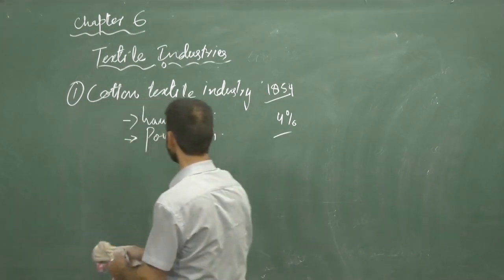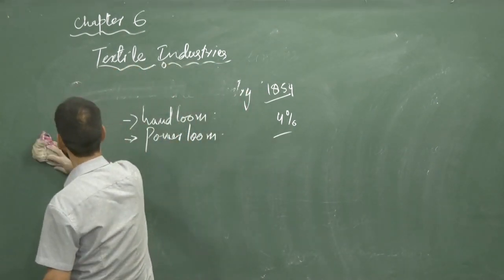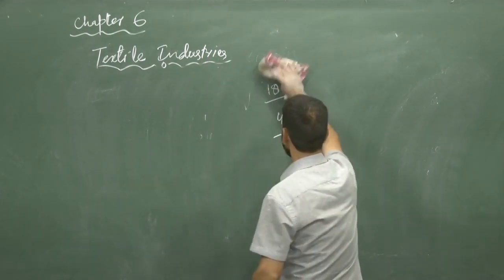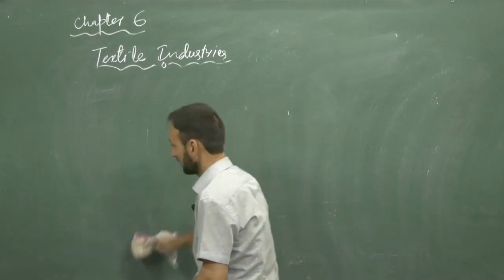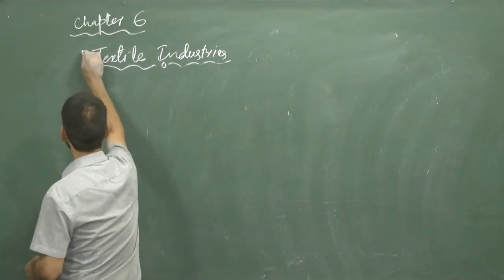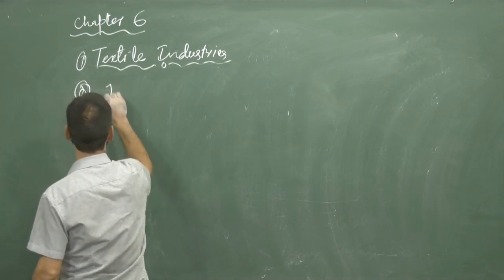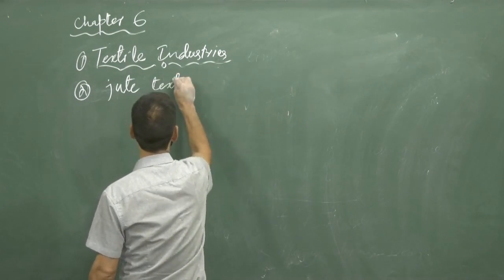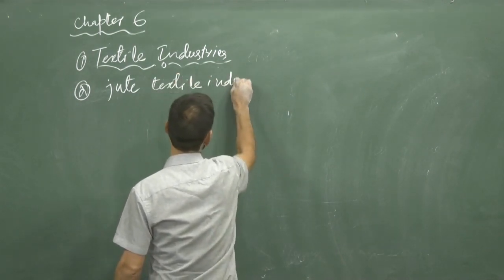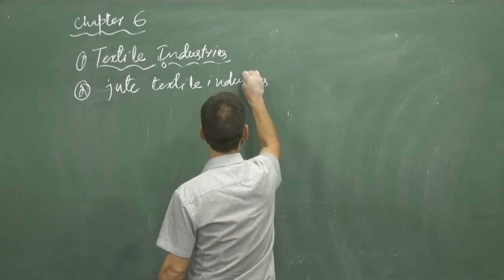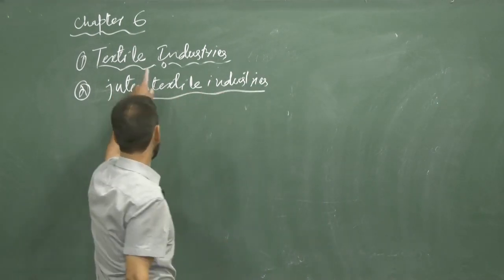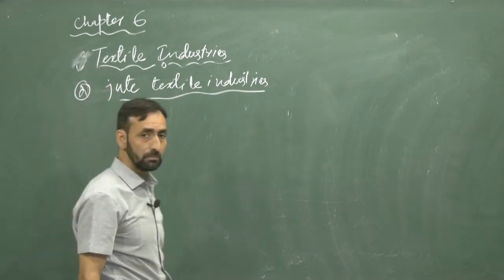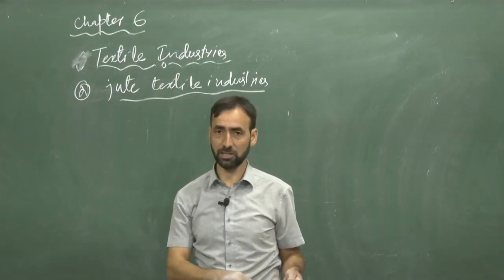Now the second one related to the textile industry is the jute industry. Jute industry. This was the first one. Second one, jute textile industry. As I already told you, cotton textiles are mostly concentrated in Maharashtra and Gujarat.